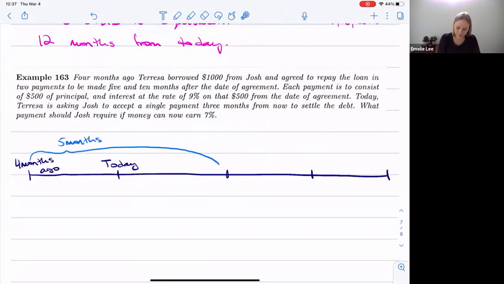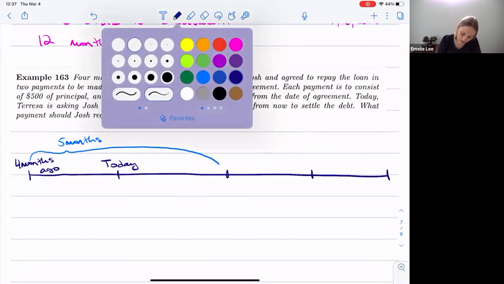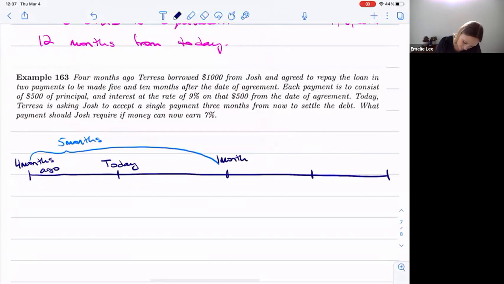5 months, but 5 months from the date of the agreement is really just 1 month from today, right? And so here, this becomes 1 month if we're referring to today. And then let's just see where we're going to squeeze in. So today she's asking for a single payment 3 months from now, probably here, but let's just make sure. And then the last payment was supposed to be 10 months after the date of the agreement. So that's going to be, yeah, so it all checks out here.